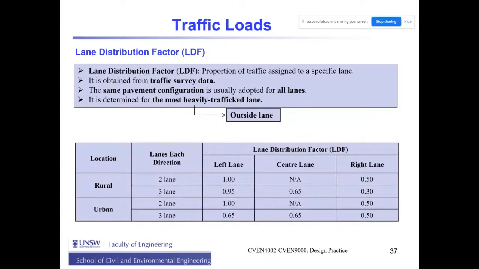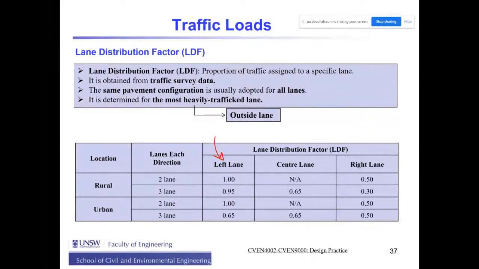The next parameter is parameter LDF, or the lane distribution factor. So when we want to design the pavement, we want to know what is the traffic for one lane, right? And generally, when we want to consider one lane, we need to consider the most heavily trafficked lane. In Australia and in most of the countries, the most heavily trafficked lane for heavy vehicles is the curb lane. And in Australia, it's the left lane or outside lane.